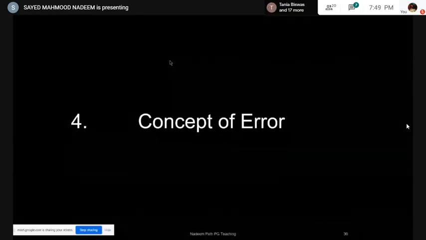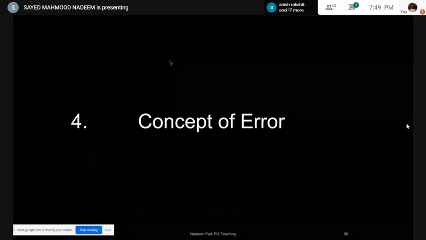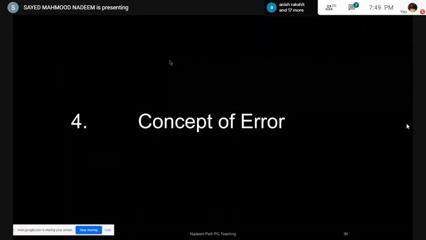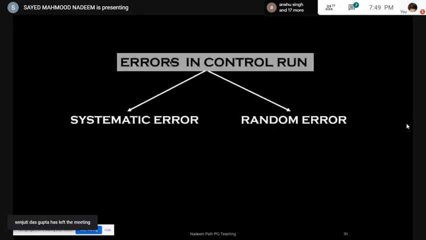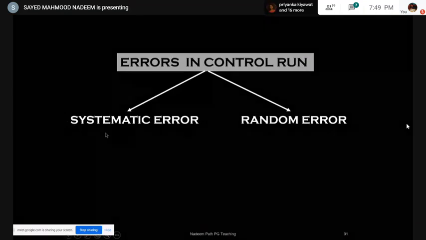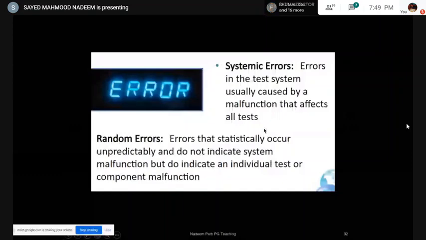Now we come to the next and the most important part of Westgard, which is trying to understand the concept of error. The entire Westgard rule is based on error. Error is basically divided into two categories in the control run system. One is called the systematic error, or even systemic error, or random error. A systemic error is error in the test system, usually caused by malfunction that affects all tests.